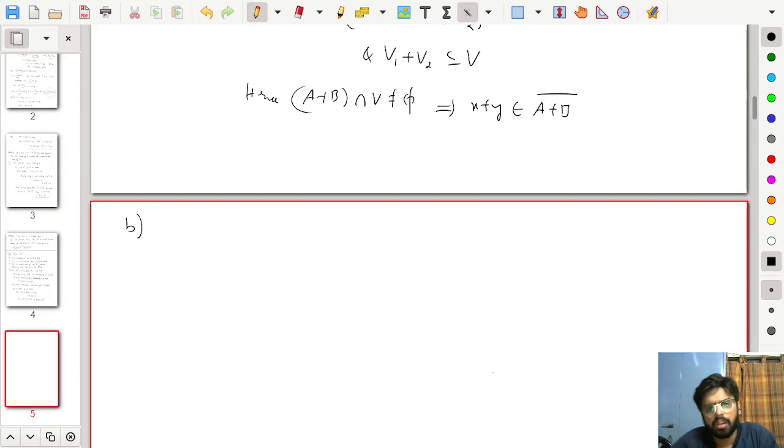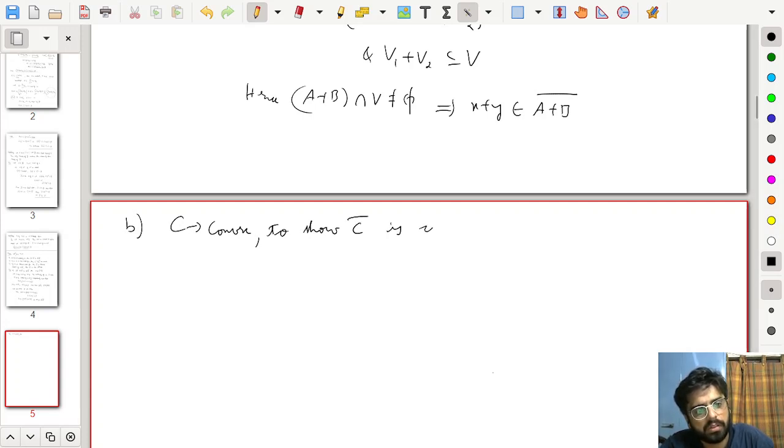Moving on to show B. So let us first show why C closure is convex. It's given that C is convex. To show C closure is convex, let t belong to the closed interval 0 1. We need to show t times C closure plus 1 minus t times C closure is contained in C closure.